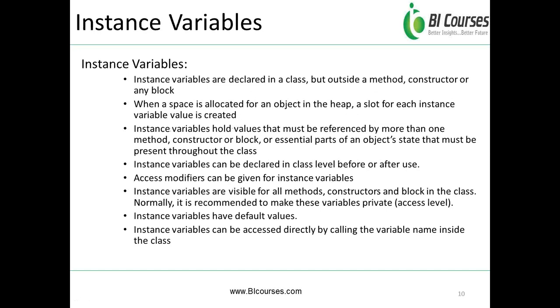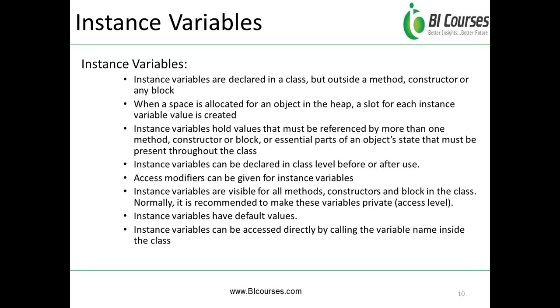Instance variables. Instance variables are declared in a class but outside a method, constructor, or any block. When space is allocated for an object in the heap, a slot for each instance variable value is created. These instance variables hold values that must be referenced by more than one method, constructor, or block, or essential parts of an object's state that must be present throughout the class. Instance variables can be declared at class level before or after use. Access modifiers can be used for instance variables. Instance variables are visible to all the methods, constructors, and blocks in the class.